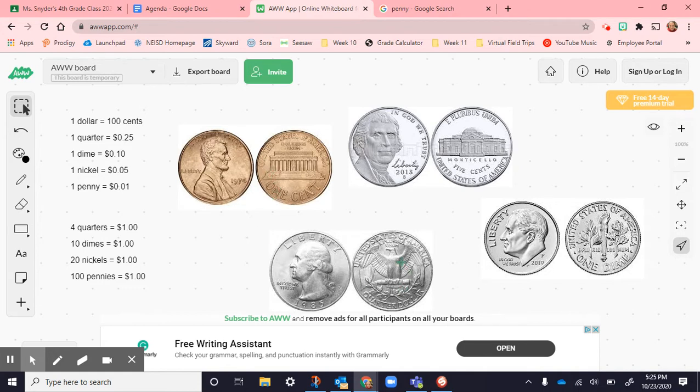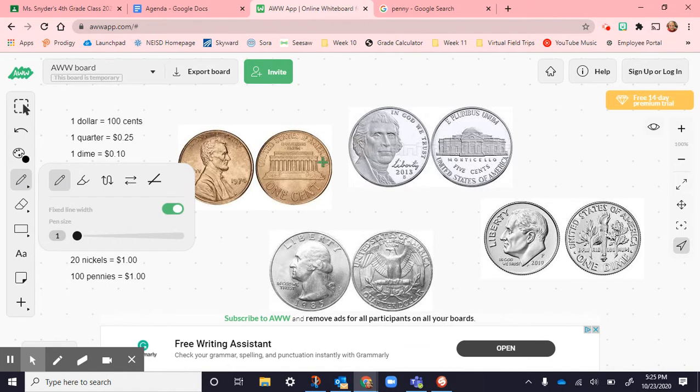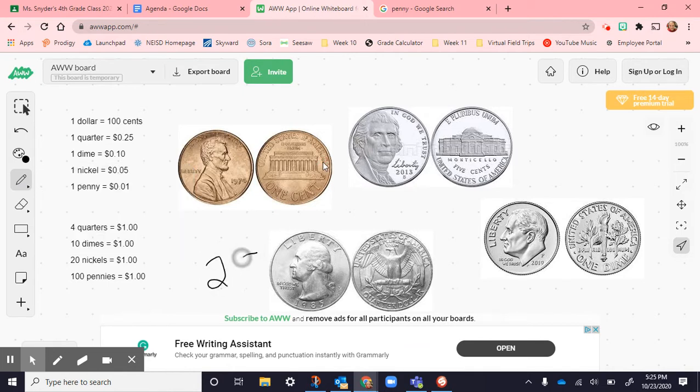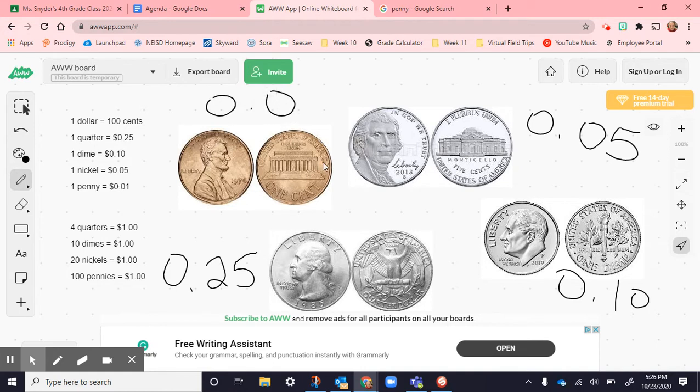So here is our quarter. The quarter is worth 25 cents. The dime is worth 10 cents. So this is $0.25. The dime is $0.10. And then the nickel has a value of 5 cents. And the penny has the value of 1 cent.